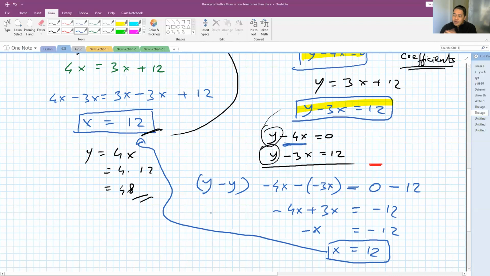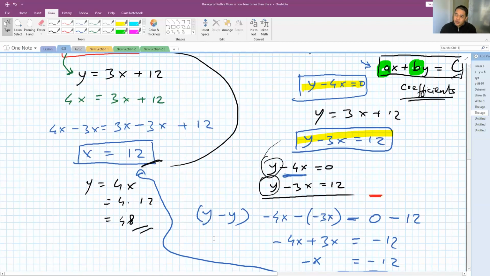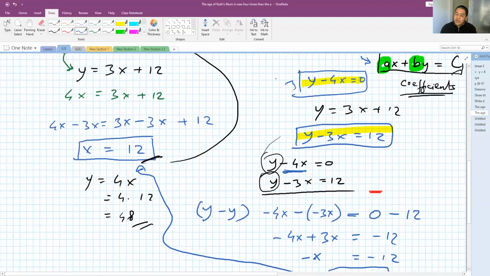So yeah, we have to have something like this, of course. No matter the method you are using, it should give you the same answer, right? So this x gives us 12, right? And basically, once you have the value of x, we can now get the value of y using one of the equations. For example, if you go back to the very first one, y minus 4x equals 0. So y minus 4 times 12 equals 0. That gives you y equals 48.